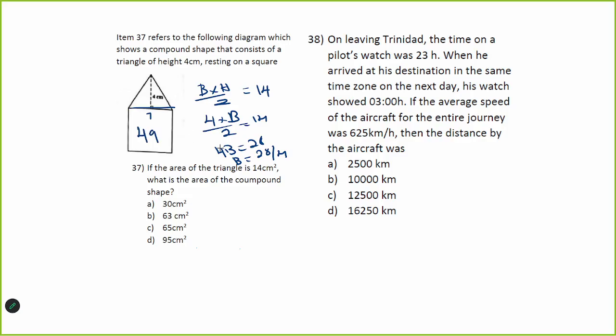So if the triangle is 14 and the base is 49, that is 14 plus 49. 9 and 4 is 13. 1 and 4 is 5. So 63 would be the answer.